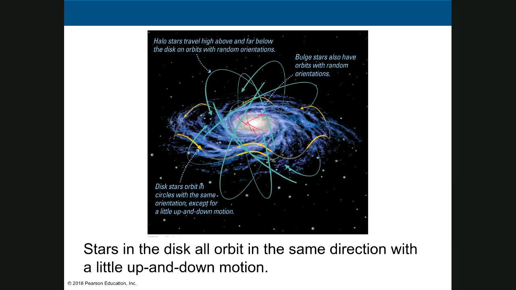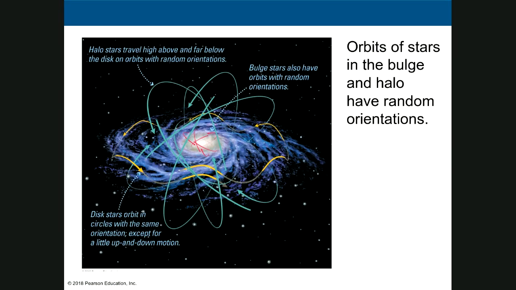And we notice again that stars in the disk all orbit in relatively the same direction with a little up and down motion. And so that tells us that angular momentum conservation played a very important role in the formation of the galaxy. And we'll talk about that in a minute.